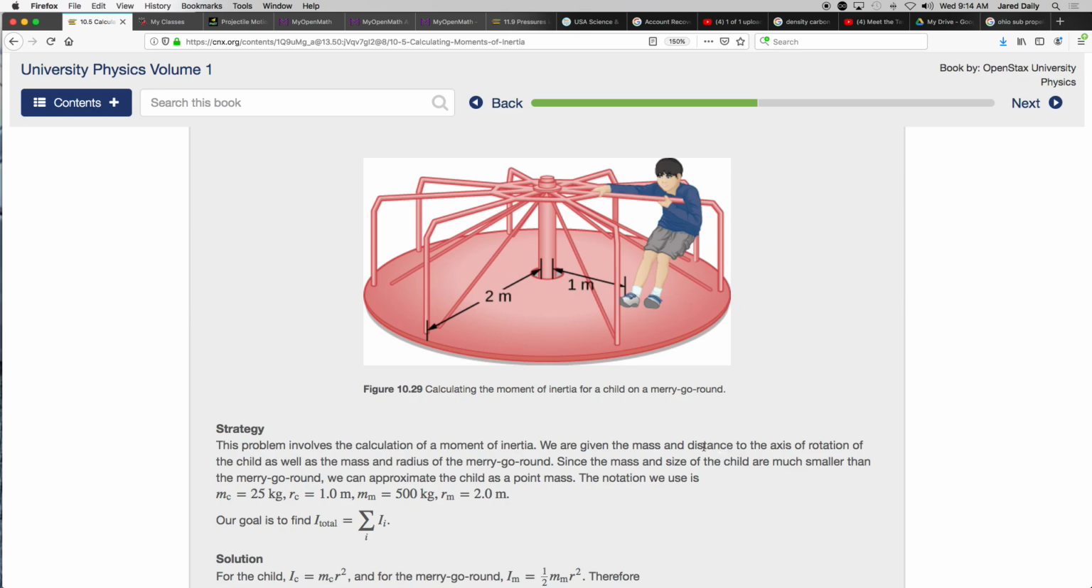So they're just going to calculate the moment of a spinning disk for the merry-go-round and add it to the moment of a point mass going around and around in a circle. And that's easy. You look up the spinning disk, and a point mass going around and around in a circle is just the mass times the radius squared again.